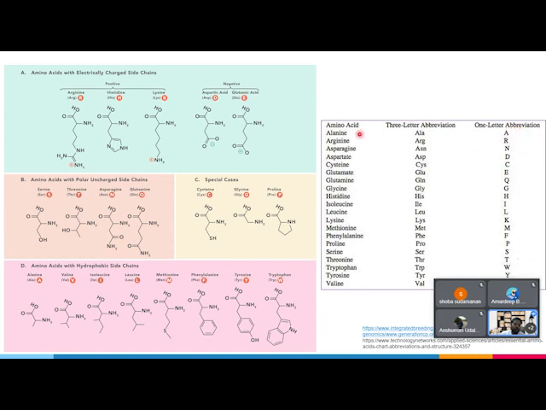So although alanine and arginine both start with A, alanine has A as its one letter abbreviation, whereas arginine has R. So this is essentially the codon, the amino acid table. I would recommend getting to know the three letter abbreviations and some of the one letter abbreviations as and when required.